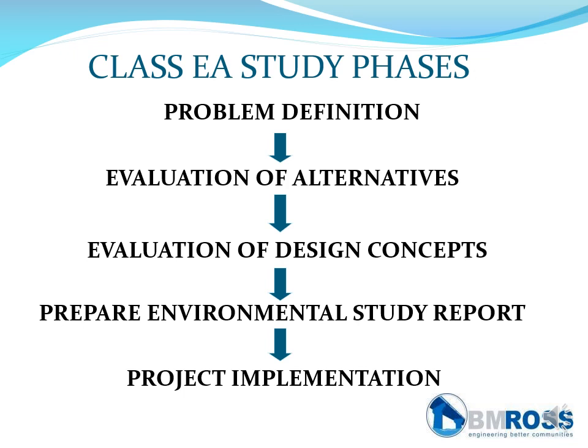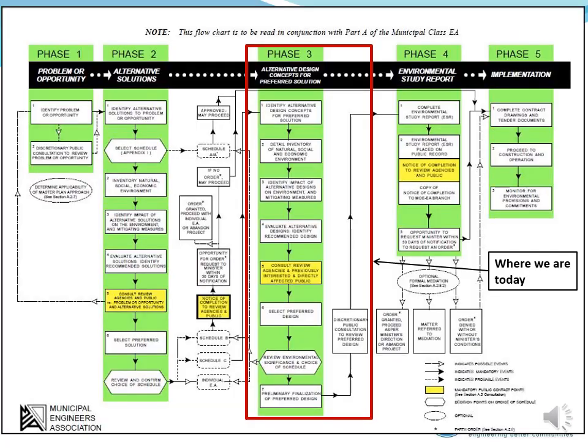Once the process is complete, an environmental study report is prepared which documents the Class EA process completed and is placed on the public record for a 30-day review period. This slide illustrates the different phases in the class environmental assessment process and shows where we are currently in the EA being completed for this project.